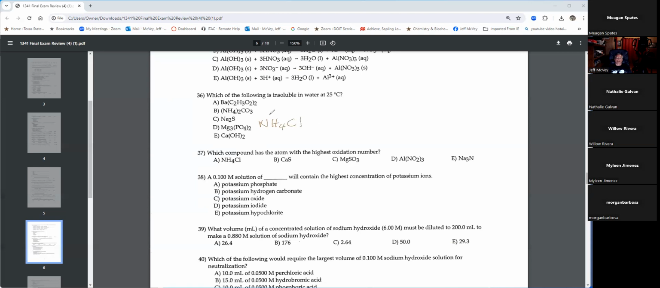NH4Cl. And the way we do oxidation numbers, you generally start with the most electronegative. That's actually nitrogen in this case. So that's going to be a -3. Chlorine is the next at -1. This is a compound, so it has to equal 0. And so I've got a -1 and a -3. So this has to be a +4, but I got 4 of them. So that's a +1. What are we looking for? The compound that has the atom with the highest oxidation number. So far, the highest oxidation number is +1. I'm betting we can beat that.